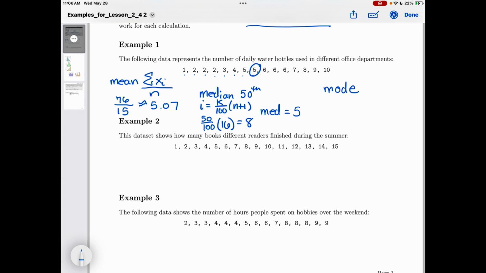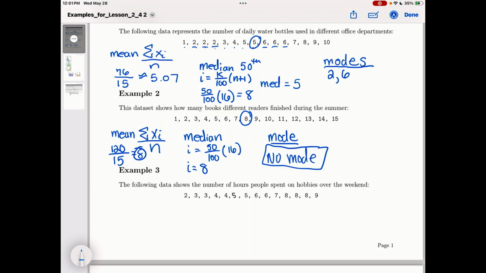All right, now let's find the mode. The mode is the value that occurs the most. When I look at all the data values, I have 3 2s and I have 3 6s. Those are the 2 values that occur the most frequently. So in this case, there are 2 modes, 2 and 6.